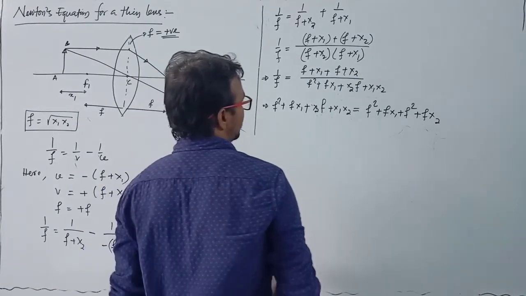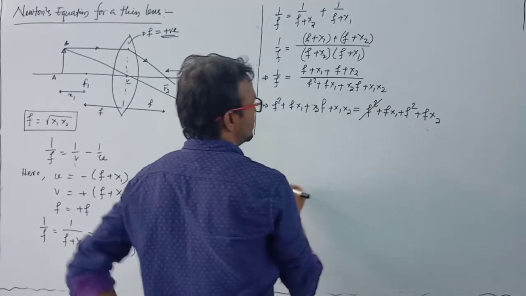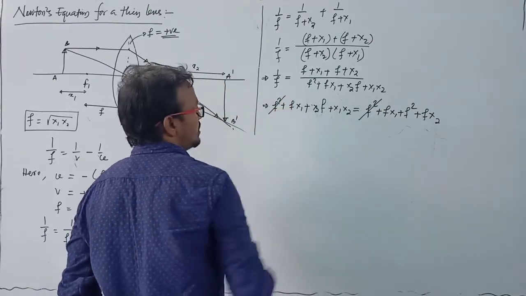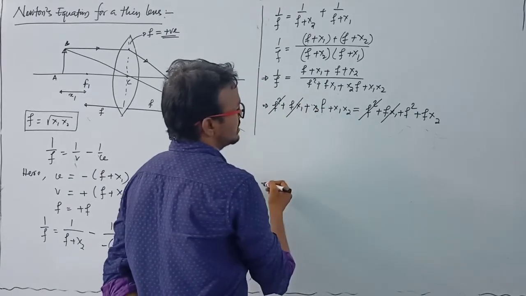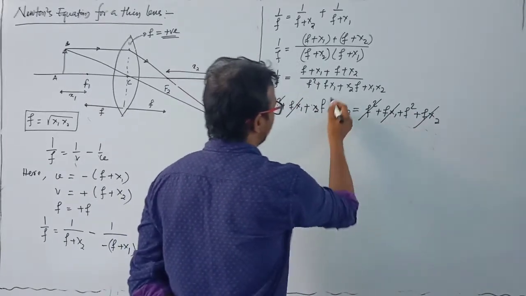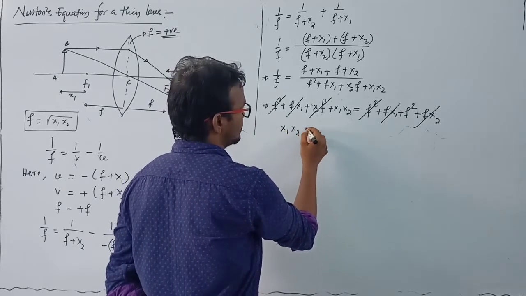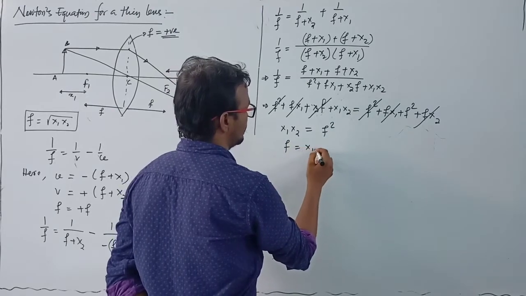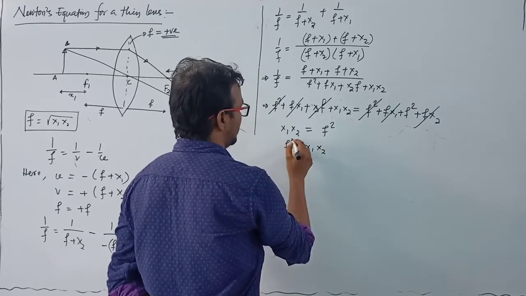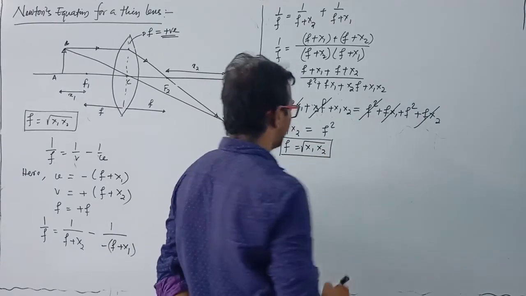So now we have to find the relation here. The f1 f square and 1 f square cancel. Similarly, fx1 and here fx1 cancel. Next, fx2 and fx2 here cancel, and the left hand side remaining part is x1 x2 equal to f square, so f equals the square root of x1 x2.